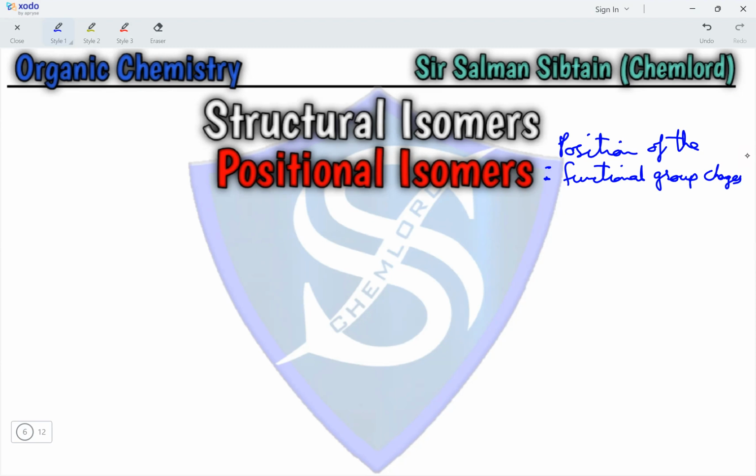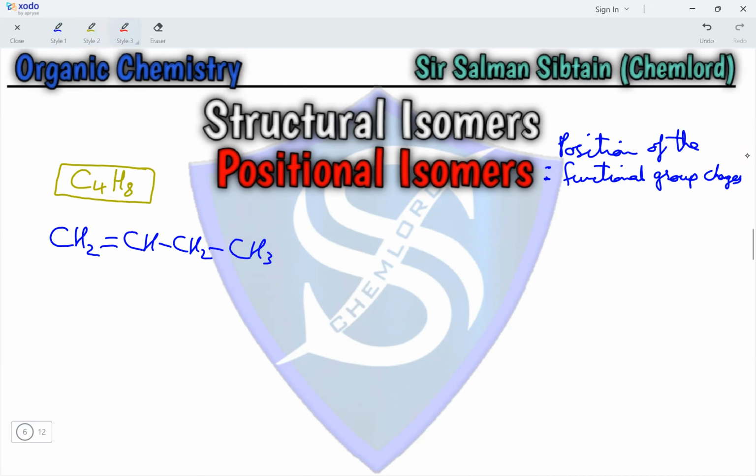So we take the example of a 4 carbon alkene. The molecular formula of this compound would be C4H8, which would be the same in all the positional isomers formed, and the compound would be CH2 double bond CH single bond CH2 and single bond CH3. This will be numbered from left to right, 1, 2, 3, 4, and it will be called but-1-ene.